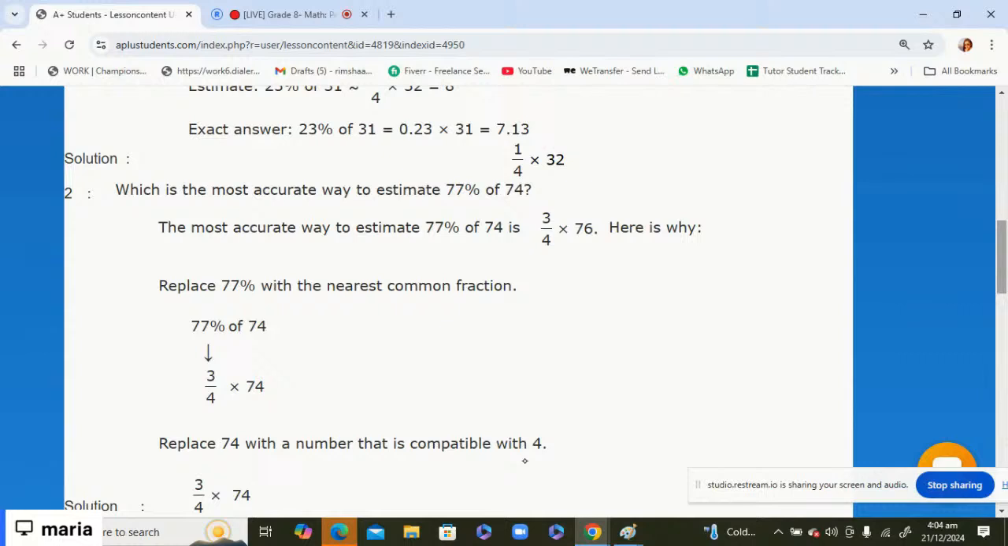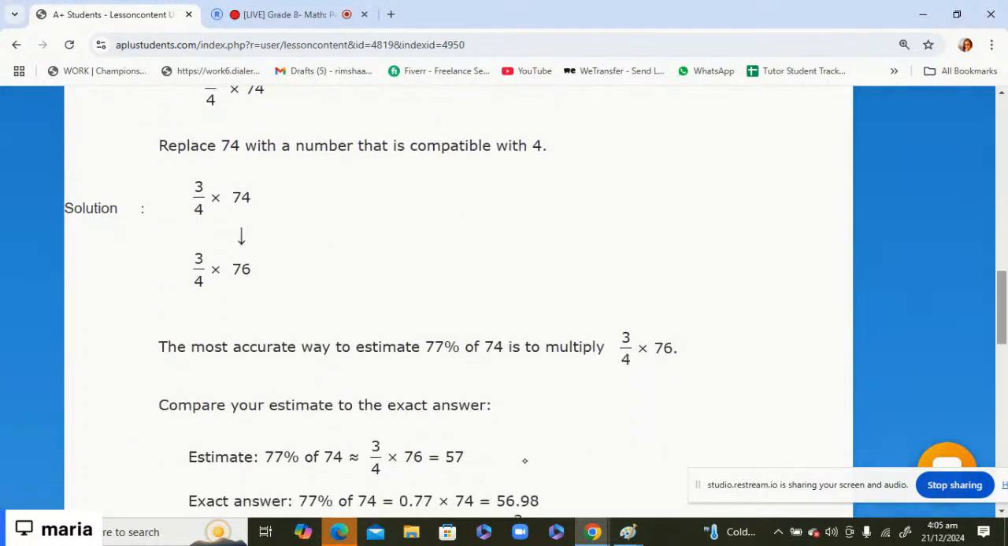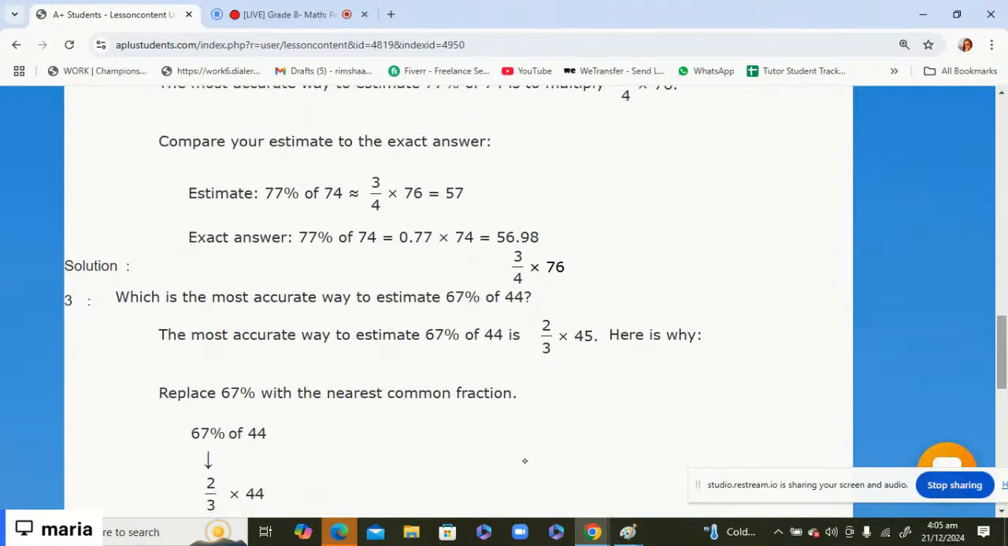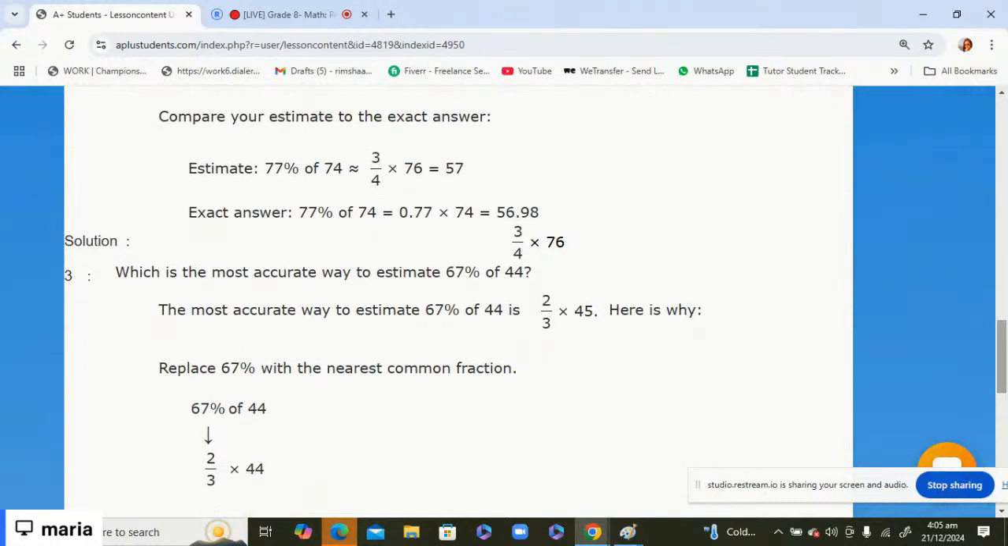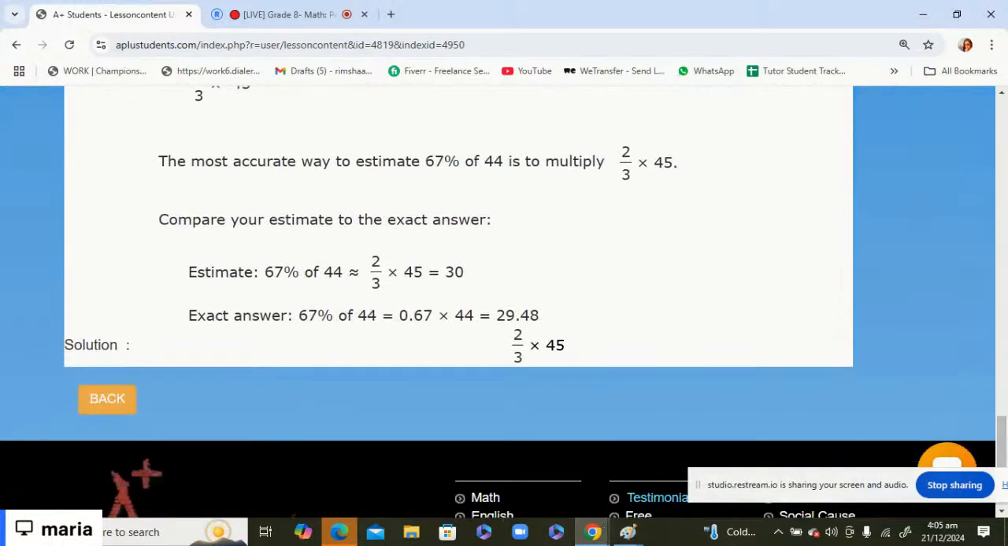Now here, 77% of 74 is 3 by 4 times 76. Or if you are going to check it by yourself, 77% of 74, it's all up to you, is 56.98. And when you round it out in the end, it's all up to you. I think it's an easy way to round it out.